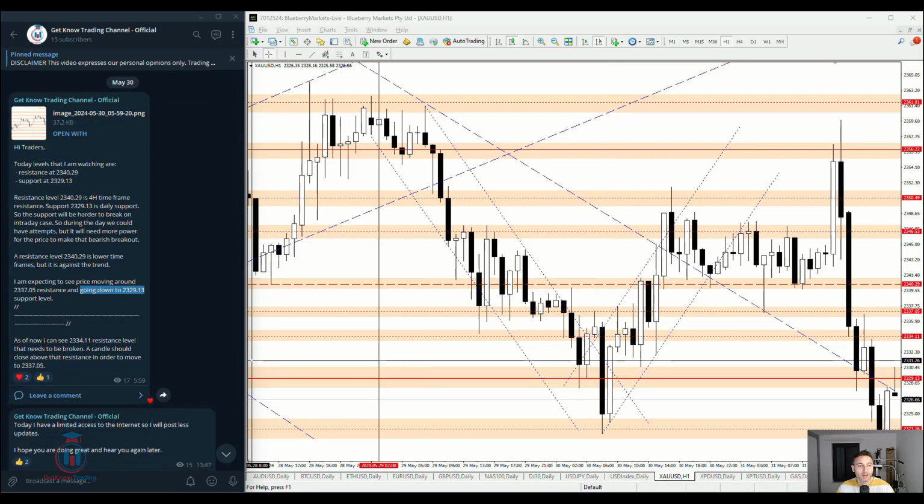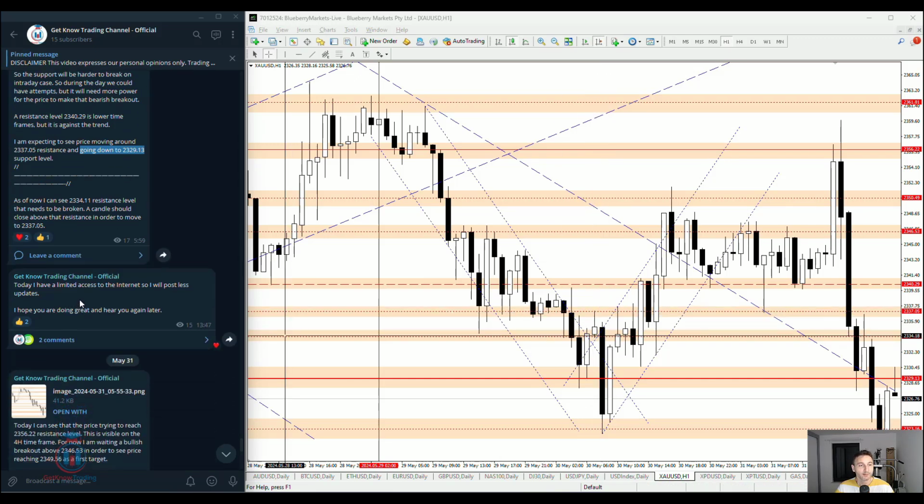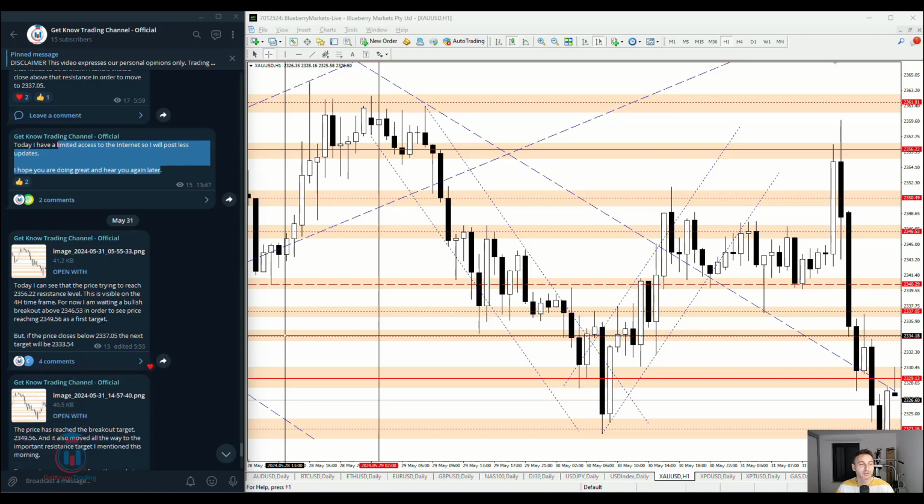Then we can see, as of now, I can see the resistance level needs to be broken. The candle should close above that resistance in order to move to 2337.05. So when the breakout happened with this candle, the price continued to rise in value and reached this resistance. Then I had a little bit of access to the trades and also to the charts. I have explained to the traders that they can expect a little less detail from the trading and from the charts.